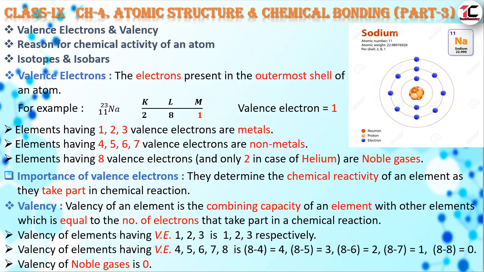It is 0 because noble gases have 8 electrons in their outermost shell. So when we subtract 8 minus 8, it becomes 0. But here is a question: why have we taken 8 as reference? We have subtracted 4 from 8, 5 from 8. Why have we taken 8? We have taken 8 because atoms try to complete their octet. That is 8.